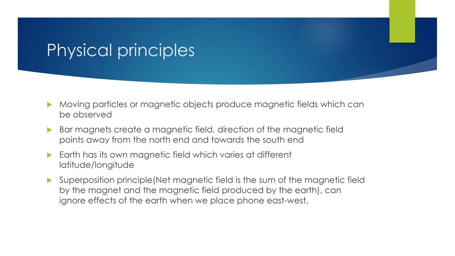Another principle is that Earth has its own magnetic field, which varies at different latitudes and longitudes. And finally, we have the superposition principle, which here means that the net magnetic field is the sum of the magnetic field produced by the magnet and the magnetic field produced by the Earth, and we can ignore the effects of the Earth when we place our phone east to west.